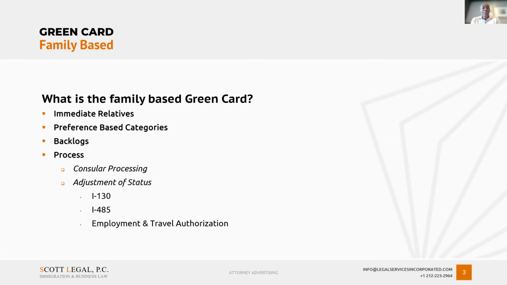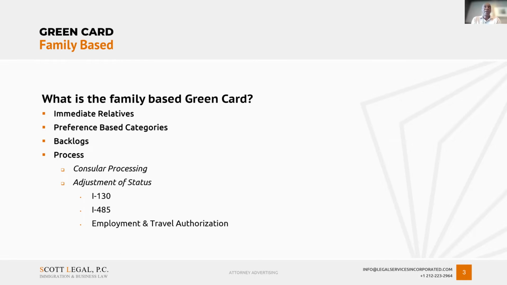And that would be an example of the immediate relative category. And then the U.S. citizen could sponsor that person for a green card. So that happens all the time, and it's a popular way that people move from a non-immigrant visa to a green card. Now, when we look at the preference-based categories, there are a bunch of them.